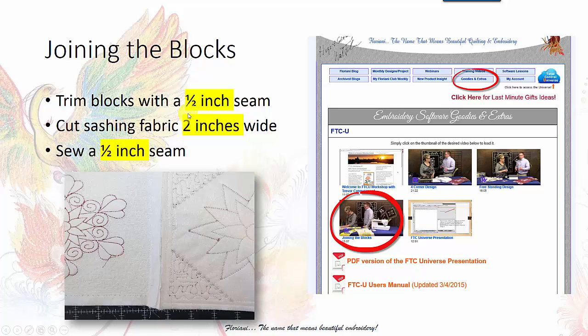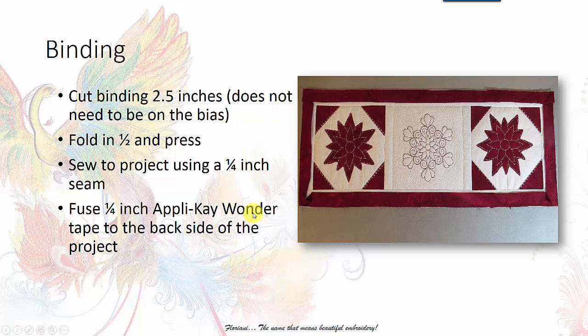If you trim your blocks to a 1/2 inch, if you cut your sashing at 2 inches precisely, and if you sew a precise 1/2 inch seam, when you get the 2 blocks joined together, so a 1/2 inch here, and you lay them flat, they butt up perfectly next to each other and you don't have any gap. That's the secret behind joining these blocks together. So I joined my 3 blocks together. I put a sashing around the outside right here, and then I did do binding.